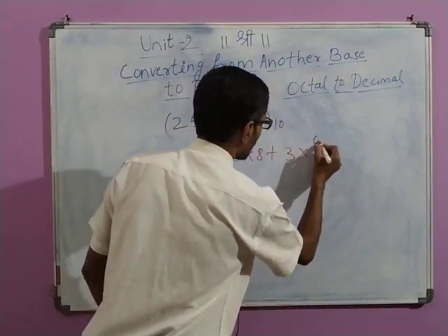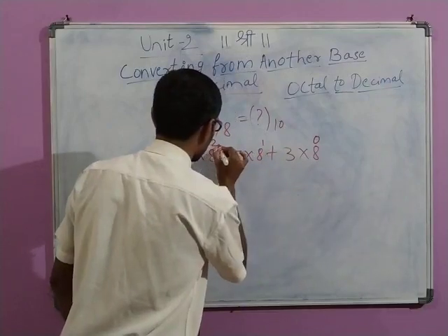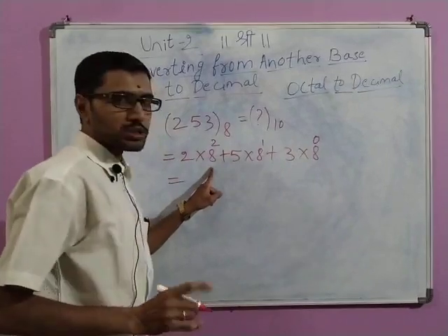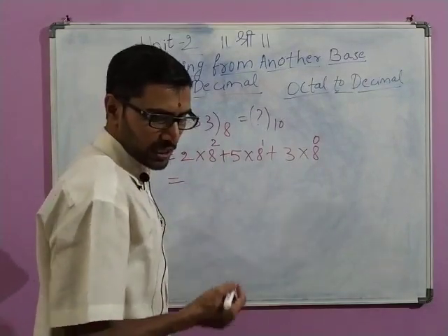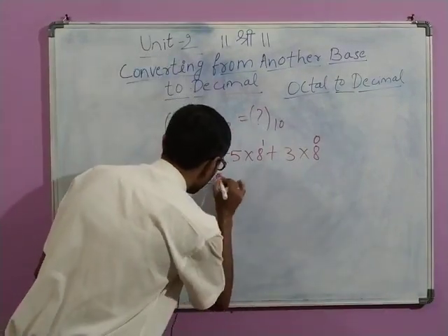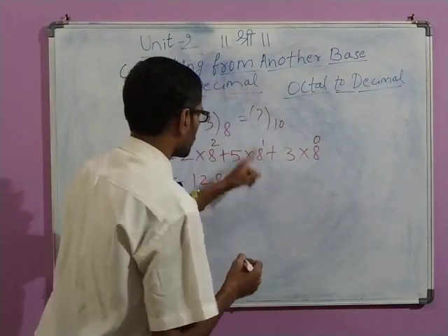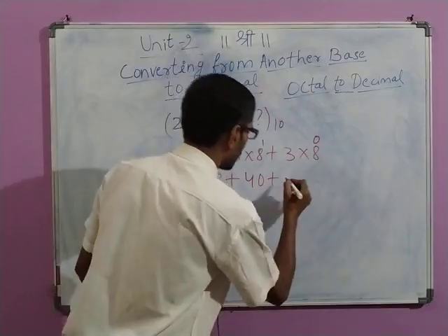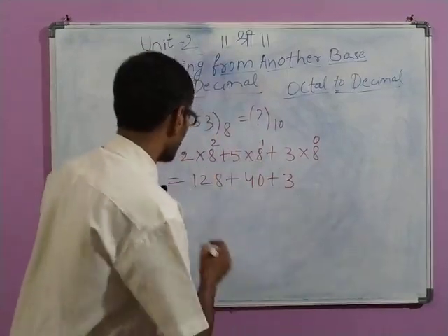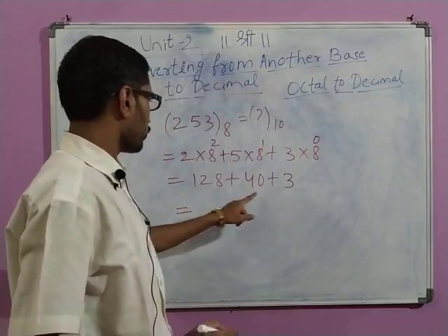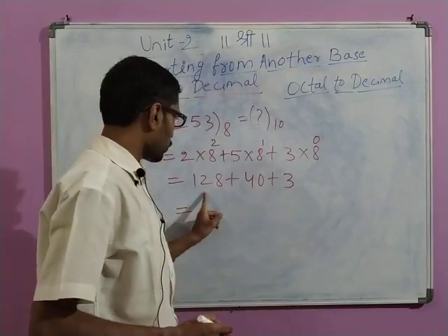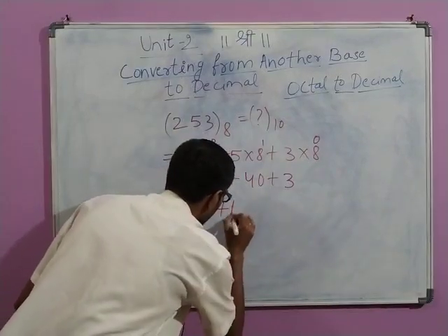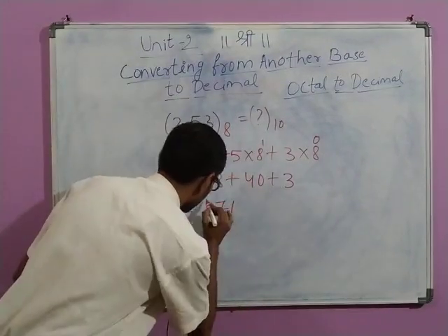These are the positional powers: 8 raised to 0, 8 raised to 1, 8 raised to 2. So 8 squared is 64, 64 into 2 will be 128, plus 8 raised to 1 is 8, 5 into 8 is 40, plus 8 raised to 0 is 1, 1 into 3 is 3. So this comes out to be 128 plus 40 is 168, plus 3, so it will be 171 to the base 10.